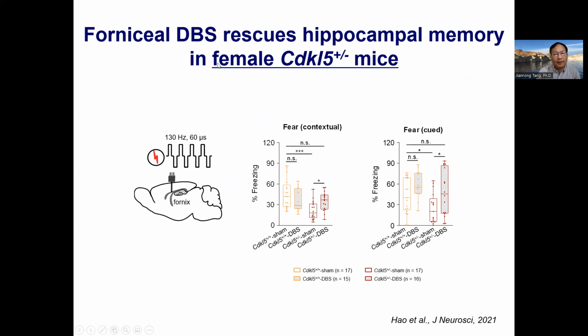This experiment was performed in the female heterozygous mice because of their clinical relevance. Song found that DBS in the wild-type mice does not make a change, but in the mutant mice, compared to sham treated, DBS increased fear memory. As a result, it rescued to the wild-type sham level. Unexpectedly, we also showed that acute fear memory is increased as well. So this data shows that 40-hertz DBS rescued the hippocampal memory in the female mutant mice.